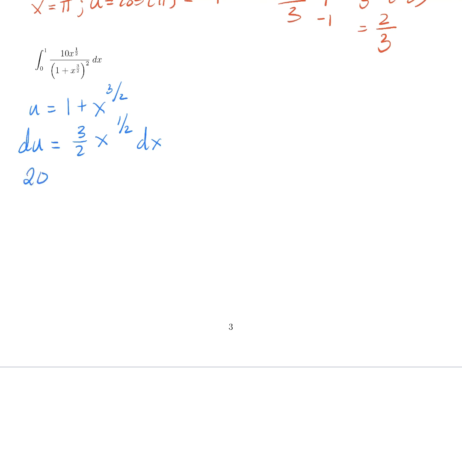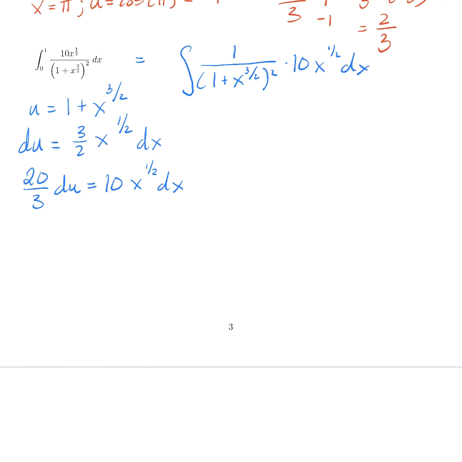So 20 over 3 times du. Let's see, that's going to give me 60 over 6, which is perfect. That's 10x to the 1/2 dx. So I multiplied both sides of that equality by 20/3. Now let's rewrite this integral so we can see it. I'll leave the limits of integration off again, and I'm going to rewrite this. It's really 1 over (1 plus x to the 3/2) squared times 10x to the 1/2 dx. Okay, we can handle this.